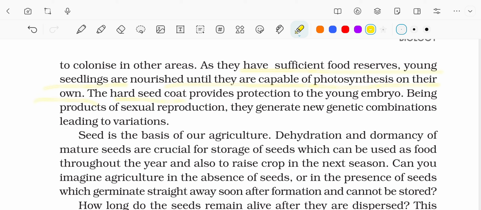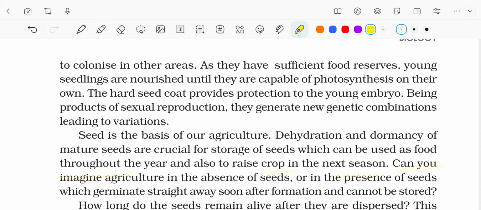The hard seed coat provides protection to the young embryo. Being a product of sexual reproduction, they generate new genetic combinations leading to variation. Seed is the basis of our agriculture. Dehydration and dormancy of mature seeds are crucial for storage of seeds, which can be used as food throughout the year and also to raise crops in the next season.